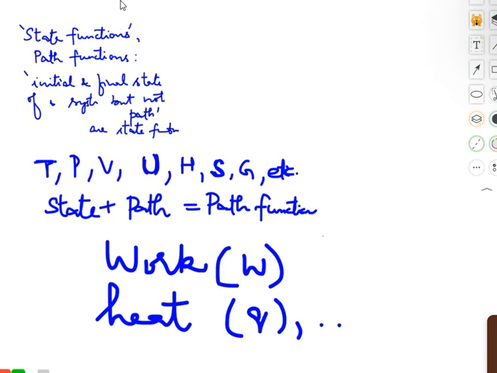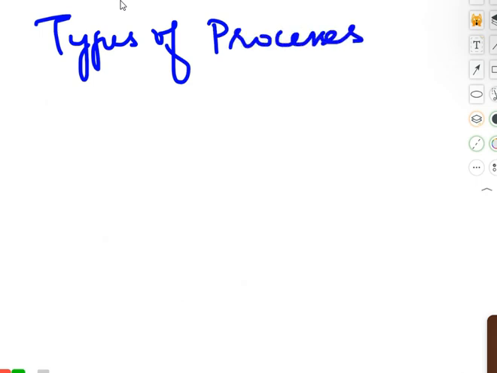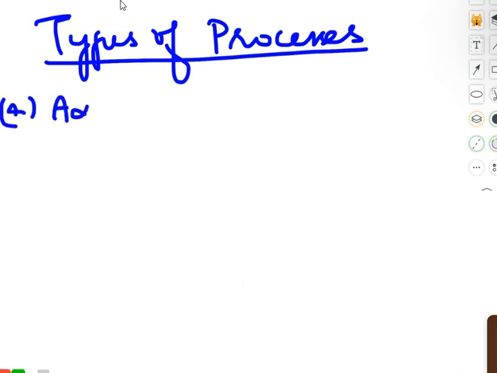Next, we will go to the types of processes. There are various processes, like 6 or 7 processes. So we try to understand what types of process are available. Earlier we heard about adiabatic. Along with adiabatic, I used one more name. What was that? Diathermic. Types of boundaries.